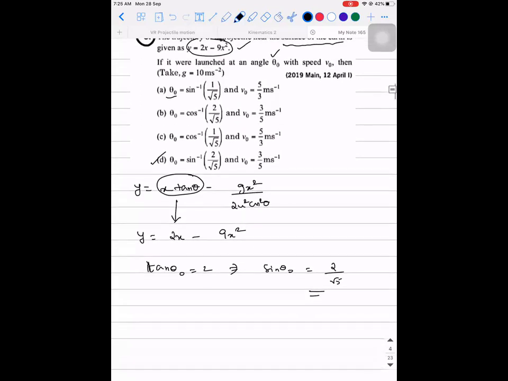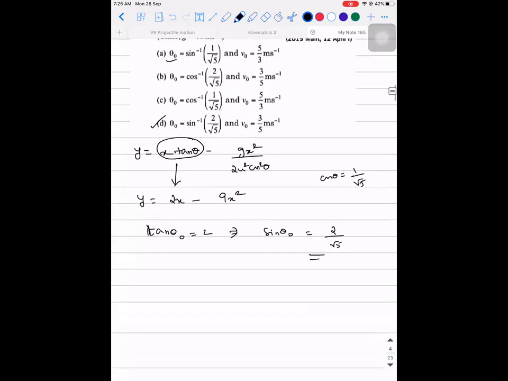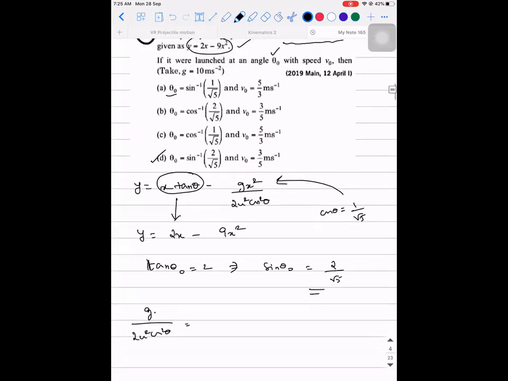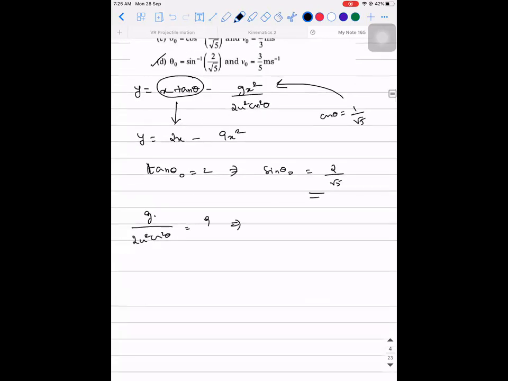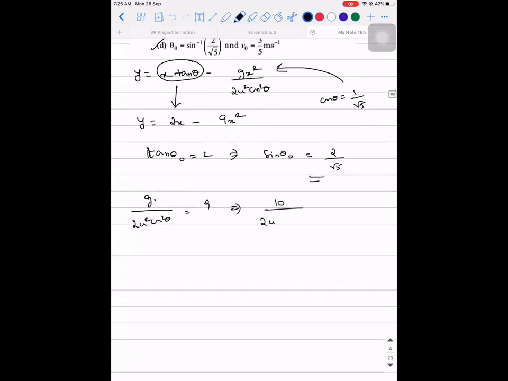Similarly, you can do a comparison and see. So what will cos theta naught be? Cos theta naught will be 1 by root 5. So you substitute it here. Can I say g divided by 2u square cos square theta is equal to 9, which implies 10 divided by 2u square into 1 by 5 is equal to 9. This will cancel 5 times. So what will be the value of u square, guys? U square is equal to 9 divided by 25, which implies u will be 3 divided by 5. Do we have it?